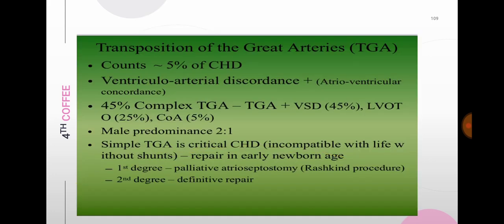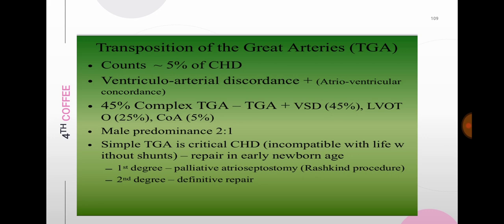Another common cyanotic heart defect is your TGA, your transposition of great arteries. So in this transposition, as the word itself implies, your two great arteries, your aorta and your pulmonary artery, are transposed. They're interchanged. Okay? So this accounts for 5% of your CHDs.